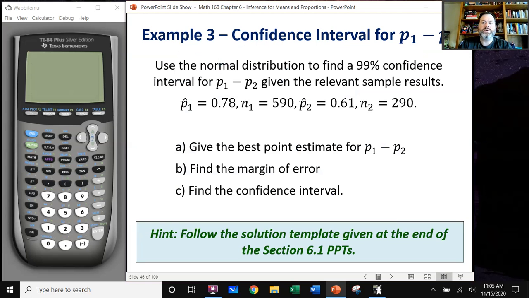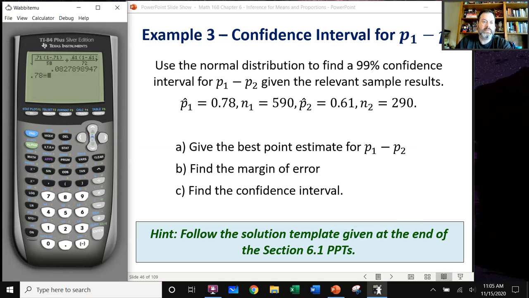All right, so use the normal distribution to find a 99% confidence interval for P1 minus P2 given the relevant sample results. So P hat 1, N1, P hat 2, and N2 are all given. So give the best point estimate for P1 minus P2. Best point estimate is always the sample statistic. So it's just going to be, sorry, P hat 1 minus P hat 2 is 0.17. Find the margin of error.